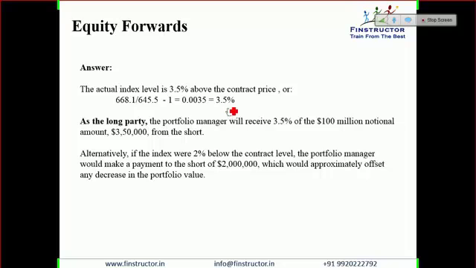So 3.5%. If it's $100 million, then it will be 3.5 into 100. But in our case, the notional was 10 million. There's some mistake in the question, I guess. But never mind, the concept remains the same. Basically, 3.5% is the gain that she has, and depending on whatever is the notional amount, 10 or 100, will be her payout. Alternatively, if the index was 2% below, then there would have been a loss of $2 million on a $100 million notional.